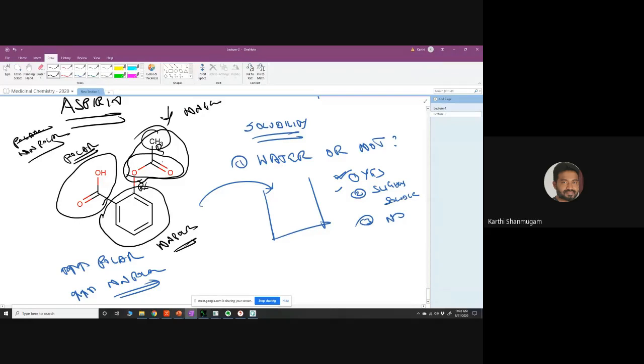What about this COO group? Is it polar or non-polar? Polar. It's a polar group, right? Okay, polar, right? So this is the way we can classify polar and non-polar functional groups, and the number of polar and the number of non-polar functional groups.